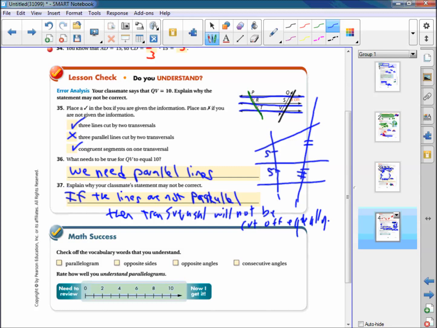All right, so check off the vocabulary words that you understand. So hopefully you have parallelogram. Hopefully you understand what opposite sides of a polygon or parallelogram are. And hopefully you understand what opposite angles are. And then consecutive angles, remember those are the ones that are one right after the other, okay?